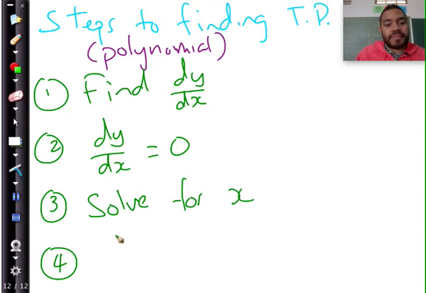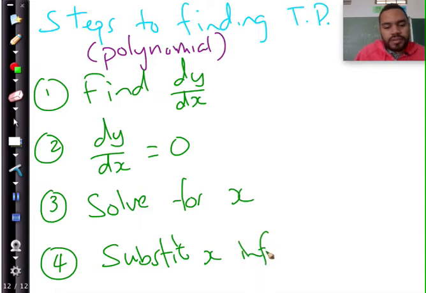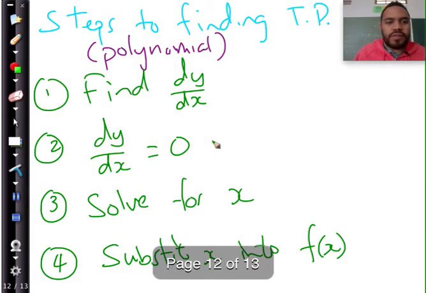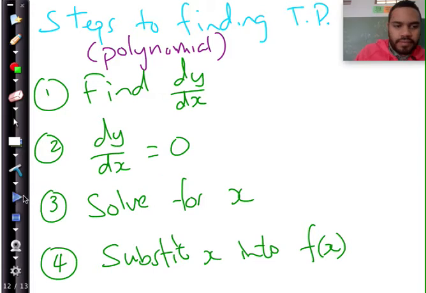And then what did we do with step number 4? We substitute x into f of x. You don't put it in the derivative, you put it into f of x, the original function. So I'm going to start with example 1, and we're going to do this on the 5 functions that we learned. I'll give you a moment to write that down. You can pause the video here.